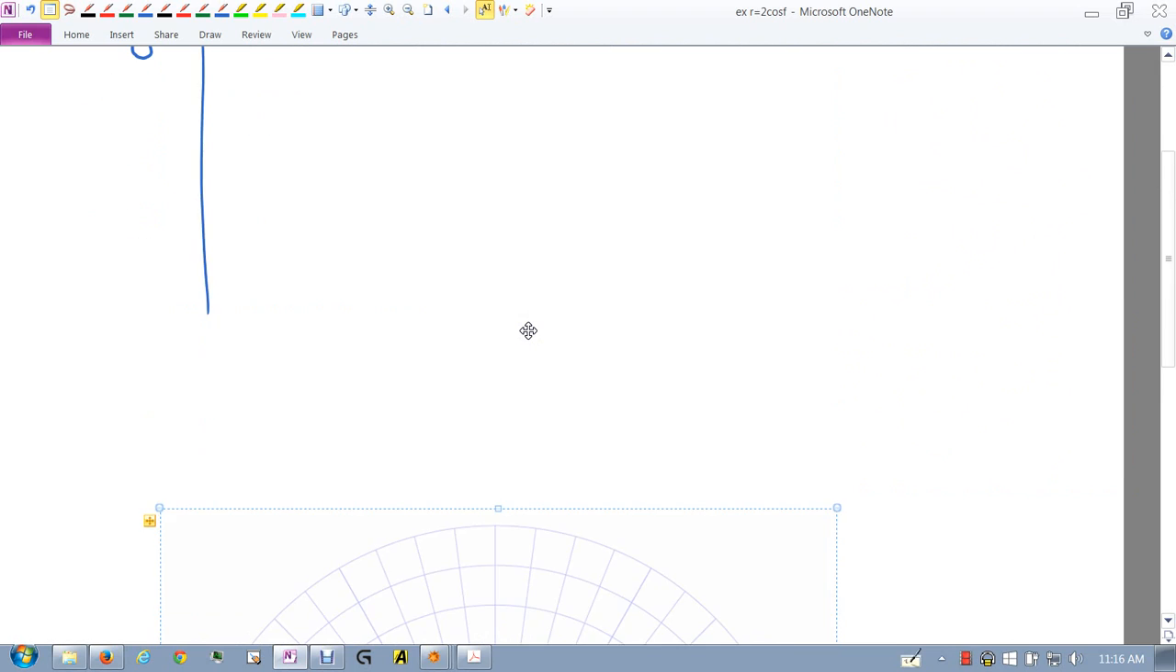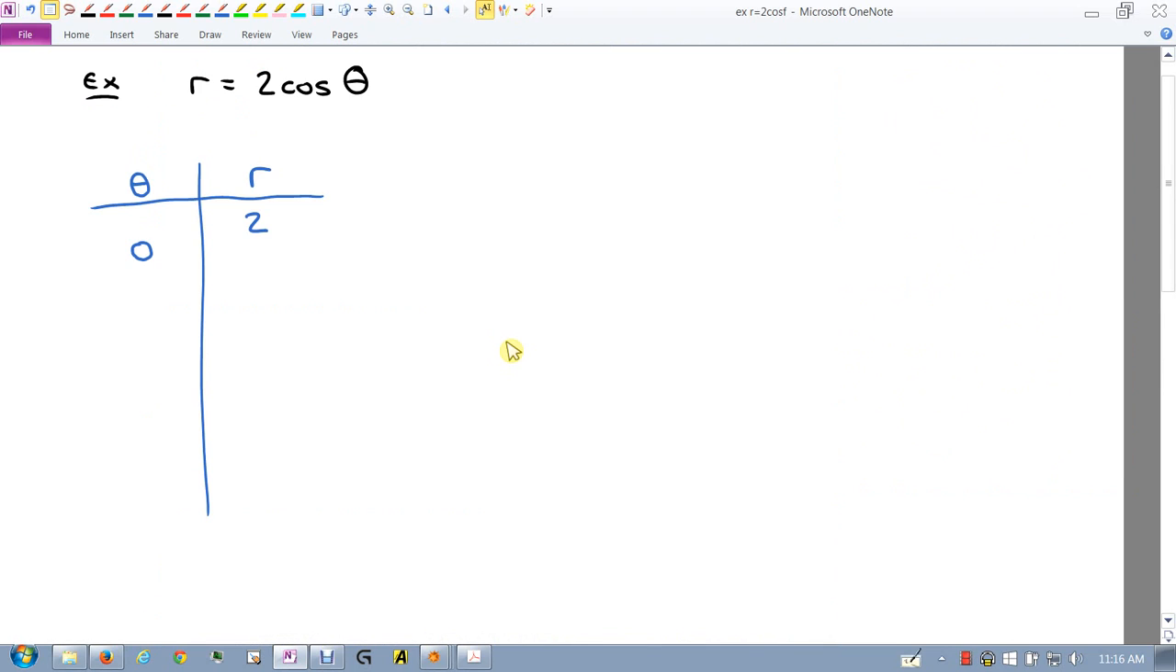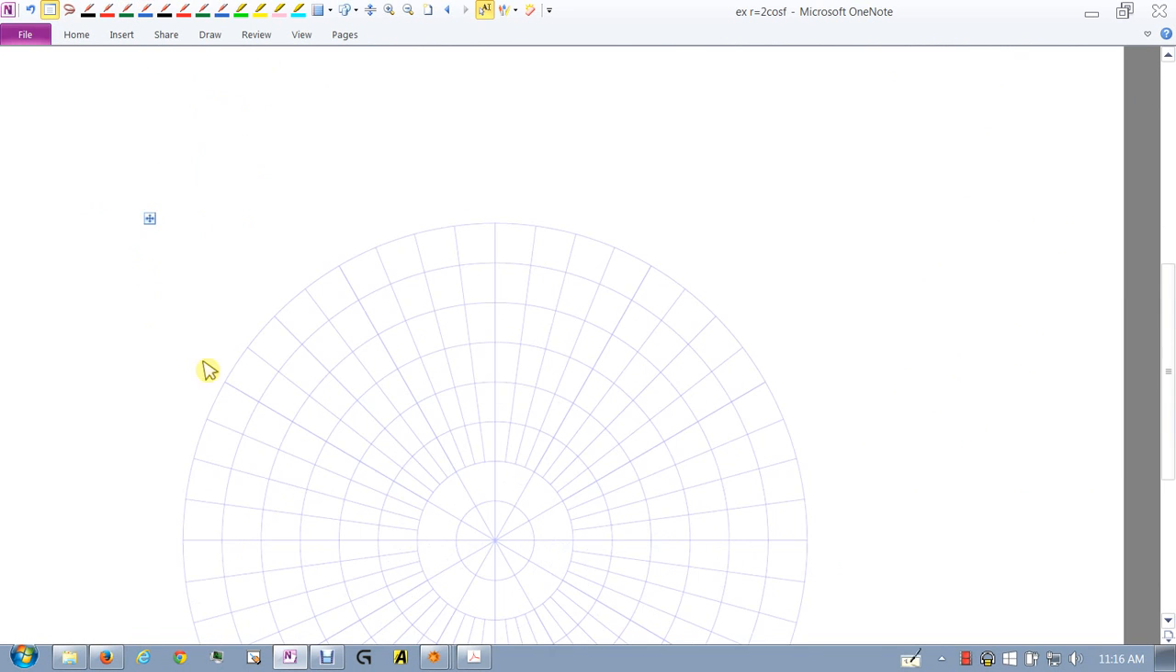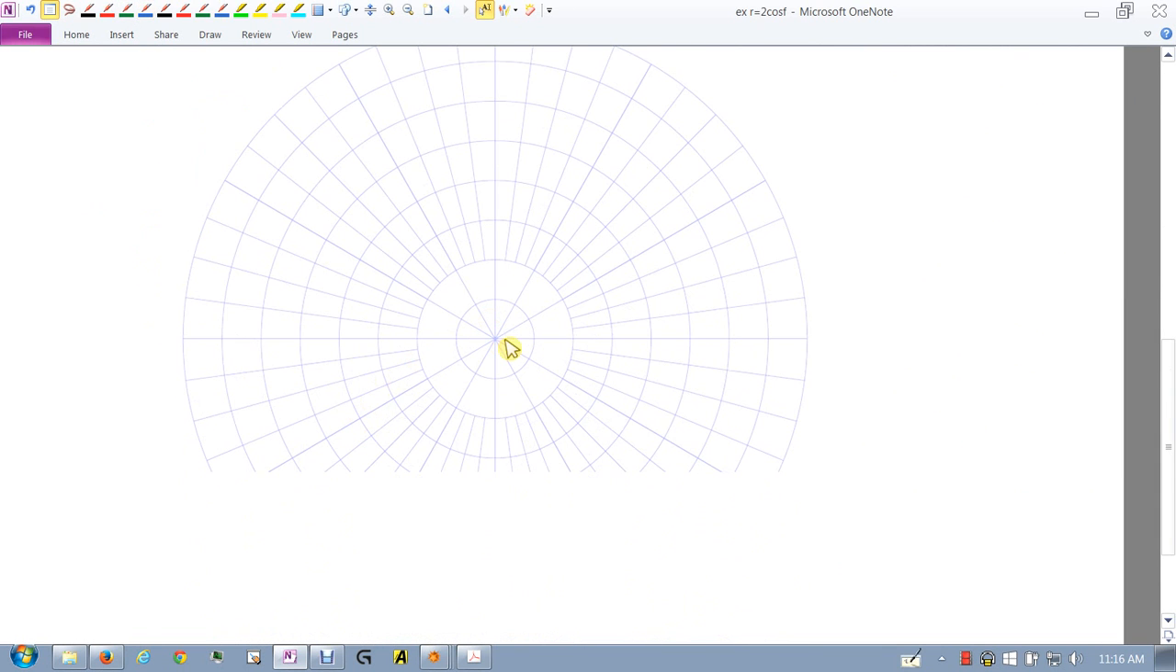So if I want to graph this, I'm going to go theta 0, r 2. That means I point out the polar axis, and I walk out 2, right? So how about 1, 2, right about there? Understand? From the pole, I walk out 2 as I'm pointing out angle of 0.